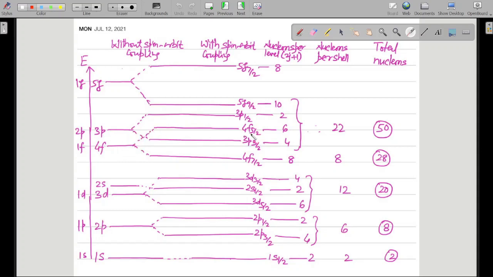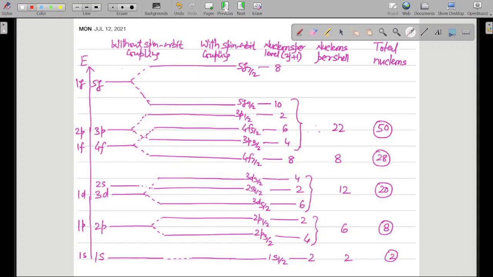What is the value of F? For F, the value of L is equal to 3. So it will be split into 3 plus half and 3 minus half. 3 plus half is 7 by 2, and 3 minus half is 5 by 2. So that is the thing. Now this will lie something like this, as shown in the figure.